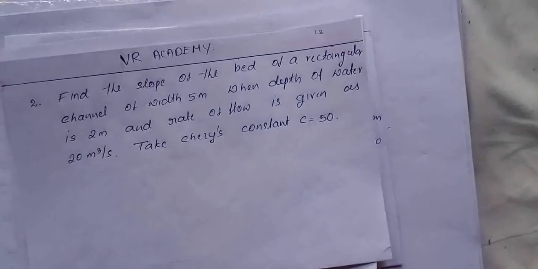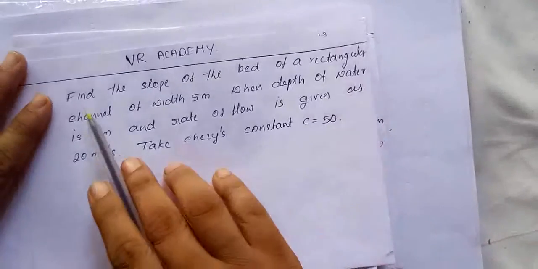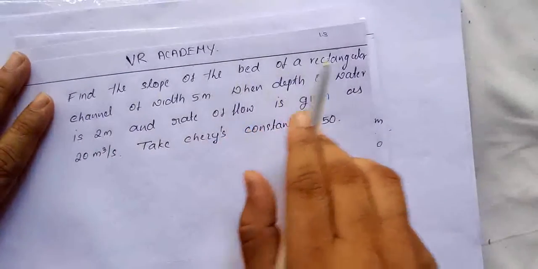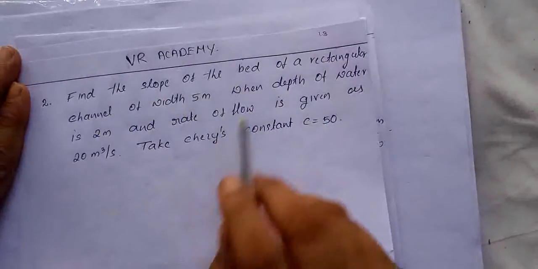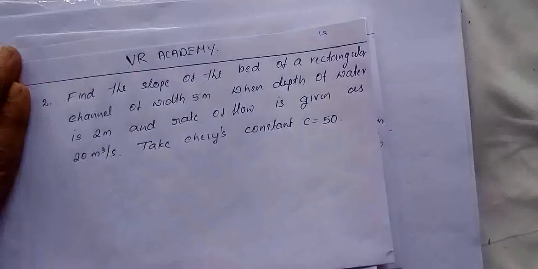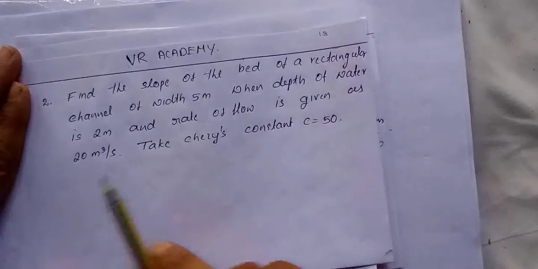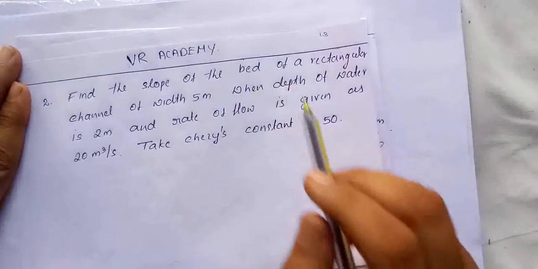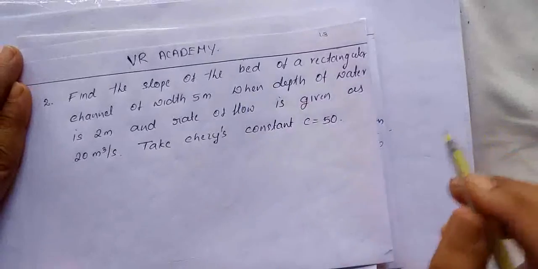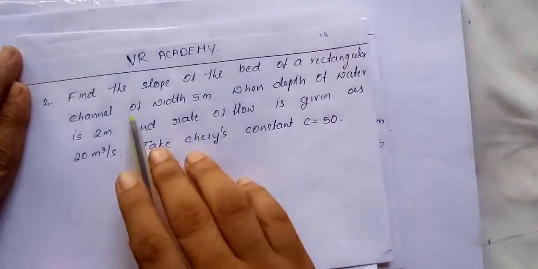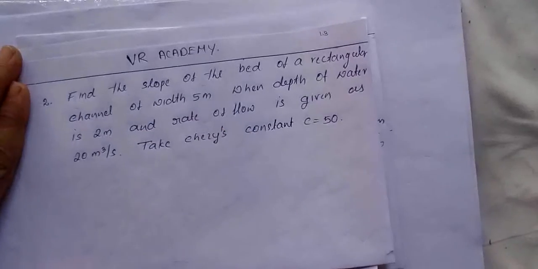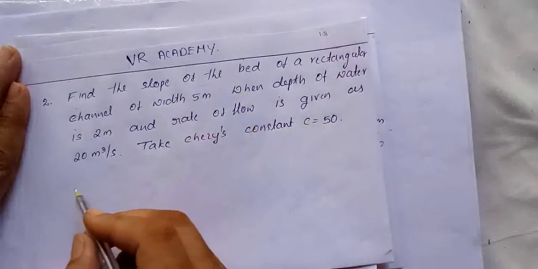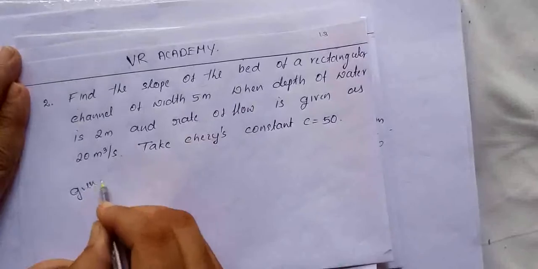Find the slope. Read the question. Find the slope of the bed of a rectangular channel of width 5 meter, when depth of water is 2 meter and rate of flow is given as 20 meter cube per second. Take Chezy's constant C is equal to 50. Here we have to find out the slope of the bed.